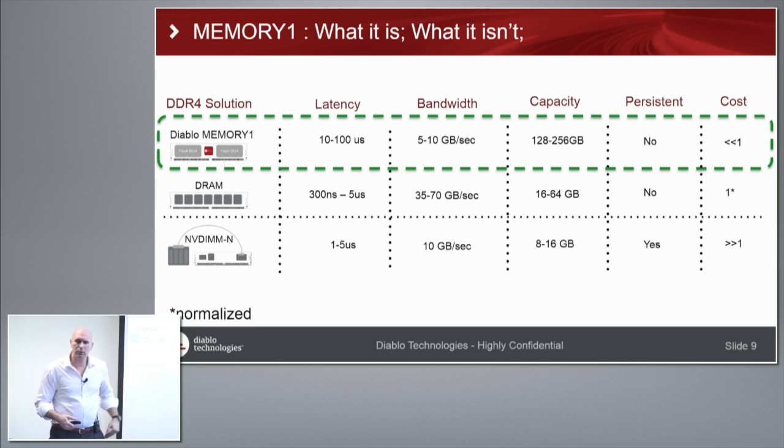When you see NVDIMM in the market and you see capacities of 32 gig or 16 gig, it's okay. It's a different product. Just don't compare it to Memory 1 and vice versa. This is designed to be memory. This is designed to be storage.